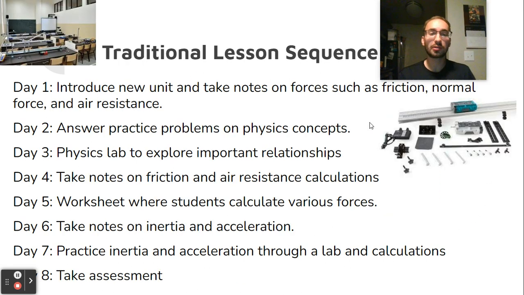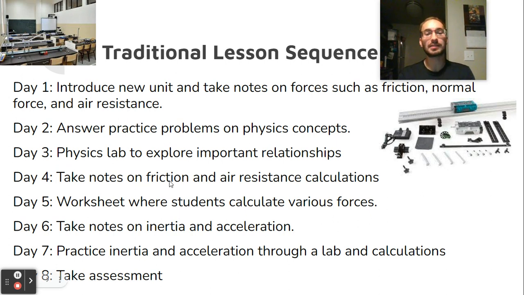So in a traditional learning sequence, we'll also start with an introduction of the unit and maybe get into notes about friction, normal force, and air resistance. And then rather than starting on a software, students will be answering practice problems on physics concepts with a worksheet, for example. And then just because it's traditional doesn't mean that there aren't any labs. There would be a lab to explore the important relationships like friction and material. That would be an example of a lab we could do, or air resistance and the cross-section of the car.